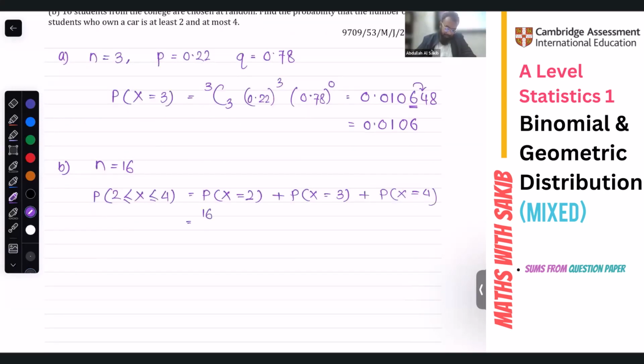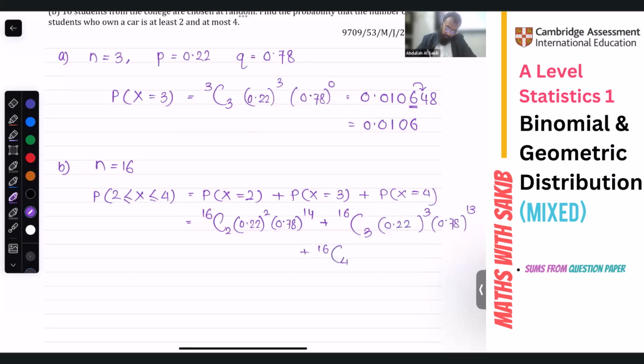Out of 16, there were 2 successes, 14 failures. Out of 16, there were 3 successes, 13 failures. Out of 16, there were 4 successes, 12 failures.